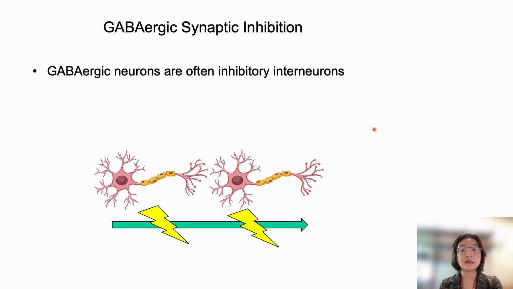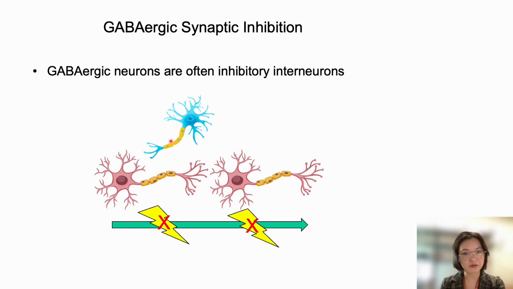GABA neurons are often inhibitory interneurons that act to dampen neural circuit activity. The schematic here shows two neurons where the one on the left excites the one on the right, following down this green arrow. A GABA inhibitory interneuron would act on the left neuron, releasing GABA and inhibiting this neuron, which then would ultimately reduce activity on the right neuron as well, dampening down this entire circuit.